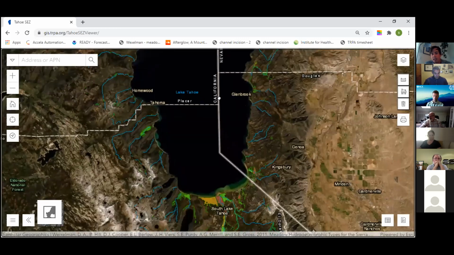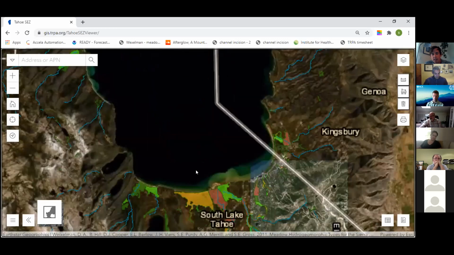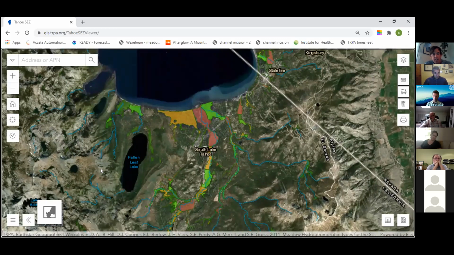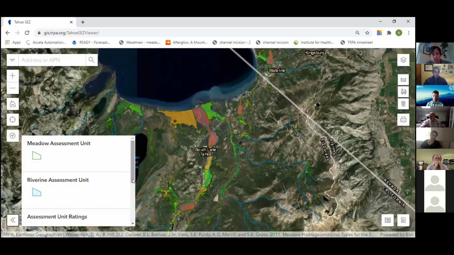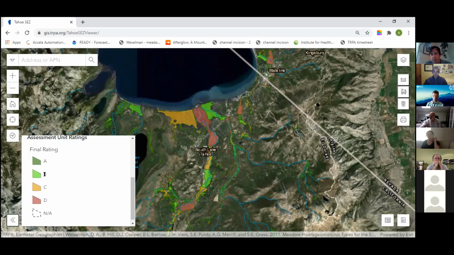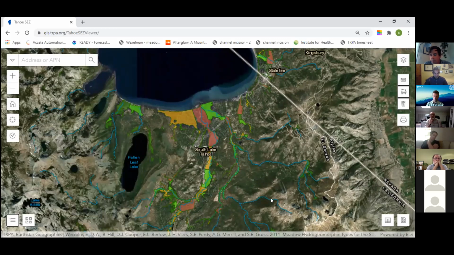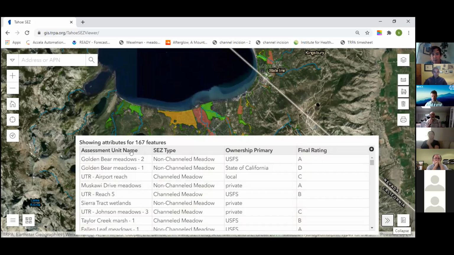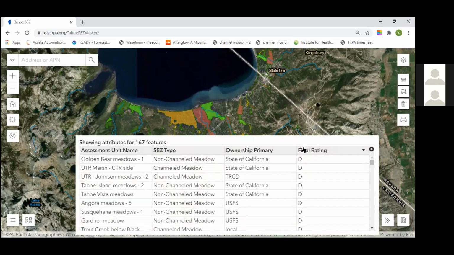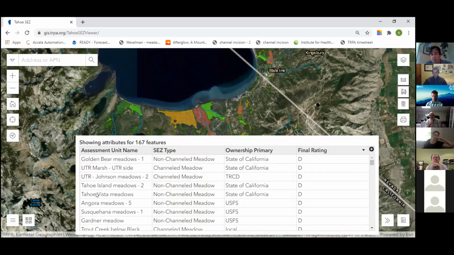You can look at all sites on a basin-wide scale, and the color coding system is in the legend here. So you can see the final rating, whether it's an A, B, C, or D, or if it hasn't been scored yet. You can also open this little table right here, and this will give you all the sites in the basin, depending on what level you're zoomed into. You can do it by rating, so if you want to look at just all the most degraded sites in the basin, you can do that.